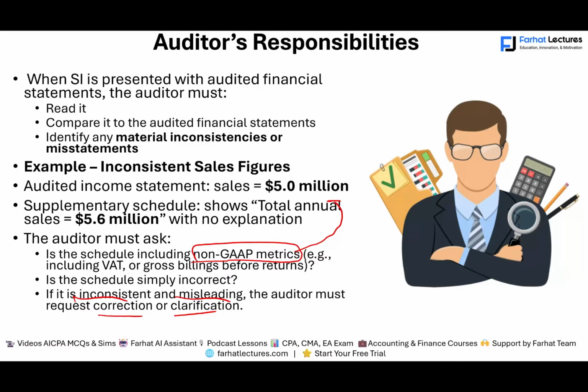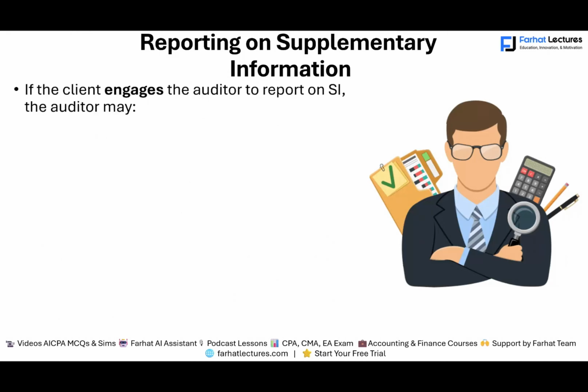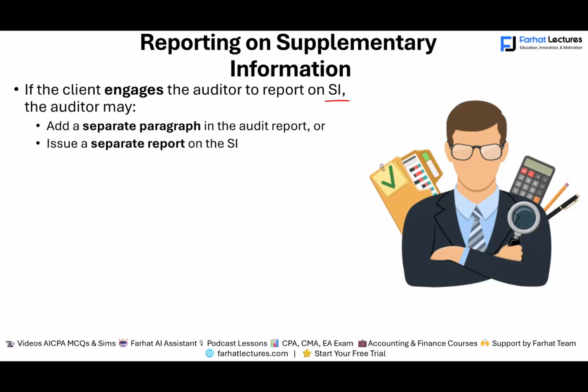Now, sometimes the client might engage the auditor to perform an audit specifically on the supplementary information. That becomes a separate engagement. Under those circumstances, we will add a separate paragraph in the audit report, or we might issue a report separately, and we'll talk about this for the CPA exam when we're reporting on supplementary information, what the report would look like, but it'll give you an idea.